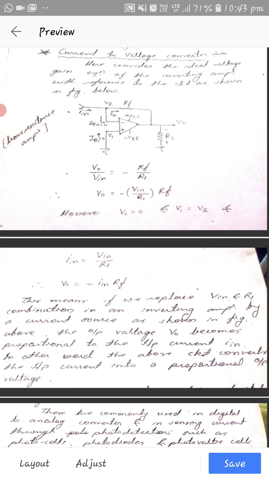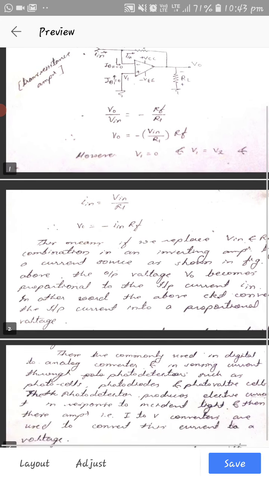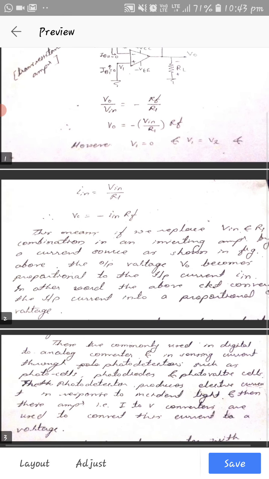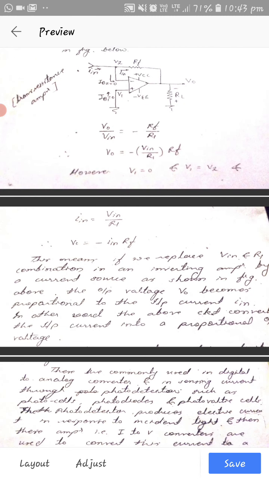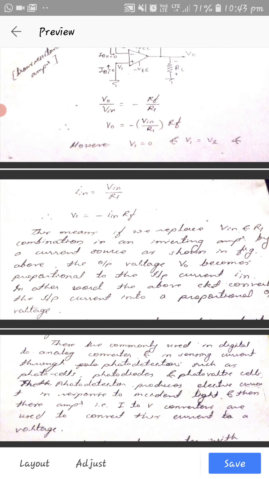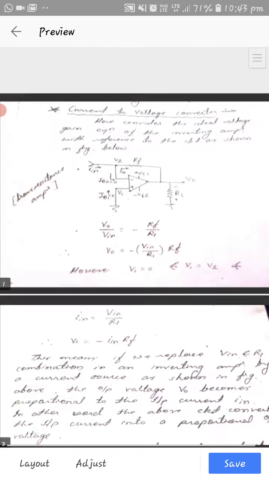Therefore the output voltage V0 is equal to minus I in into RF, where I in is the input current, RF is the feedback resistor, and V0 is the output voltage. This means we replace the input voltage V in and R1 combination in an inverting amplifier by a current source, as shown in this figure.